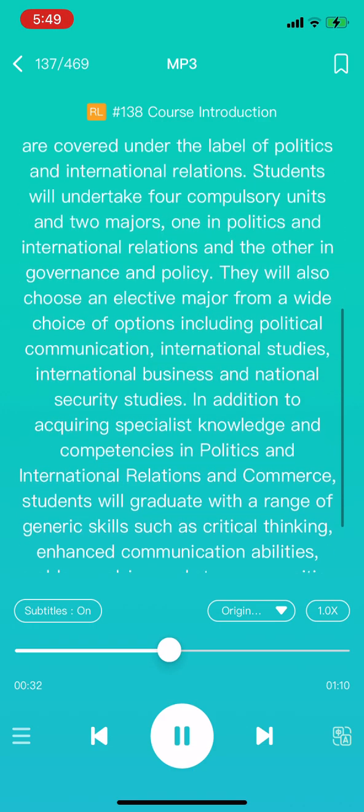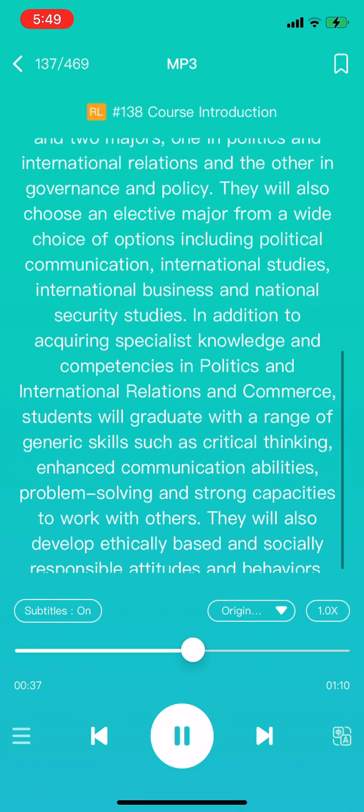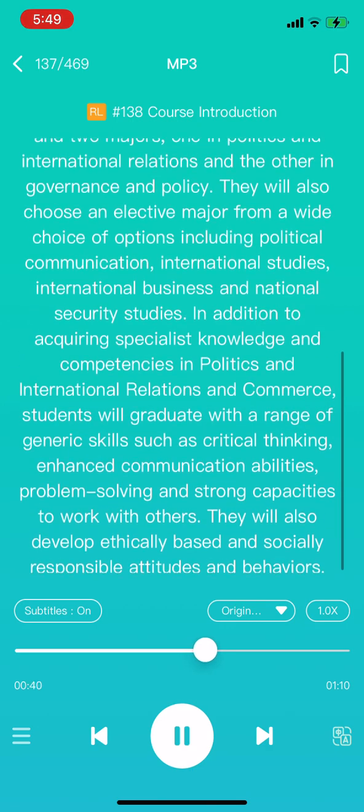Students will undertake 4 compulsory units in 2 majors, one in politics and international relations and the other in governments and policy. They will also choose an elective major from a wide choice of options, including political communication, international studies, international business, and national security studies. In addition to acquiring specialist knowledge and competencies in politics and international relations and commerce, students will graduate with a range of generic skills such as critical thinking, enhanced communication abilities, problem solving, and strong capacities to work with others. They will also develop ethically based and socially responsible attitudes and behaviors.